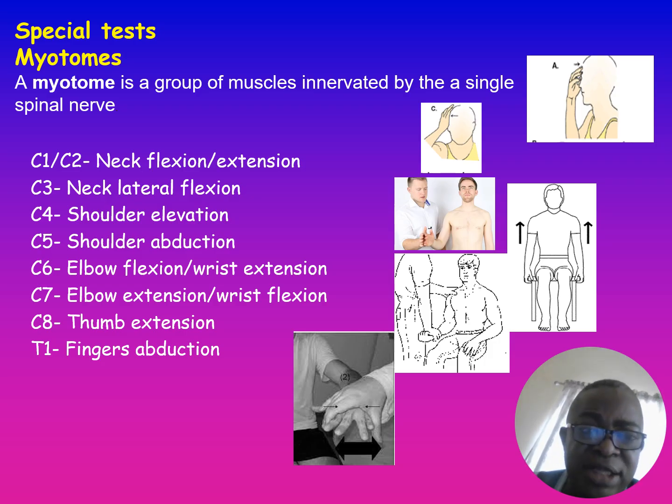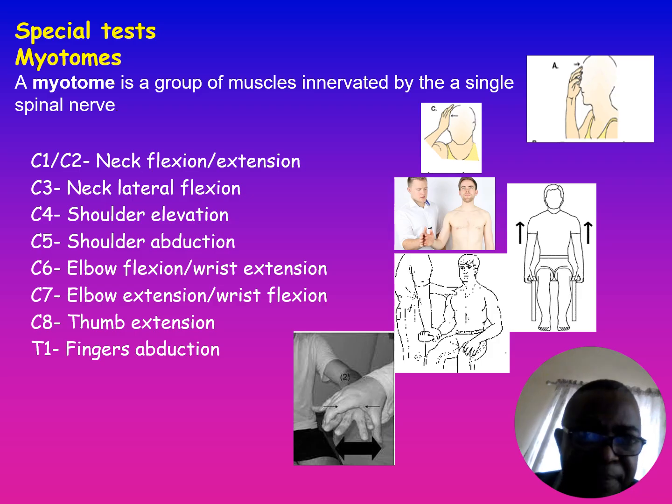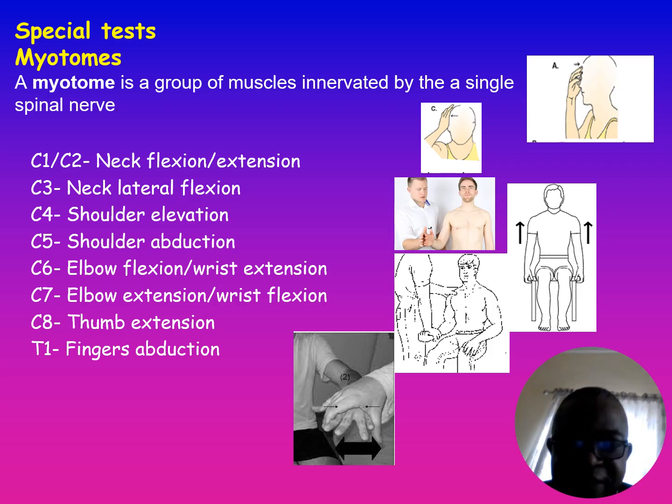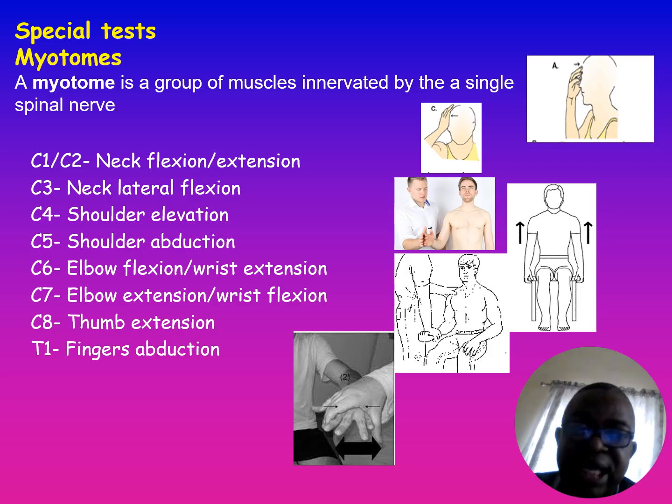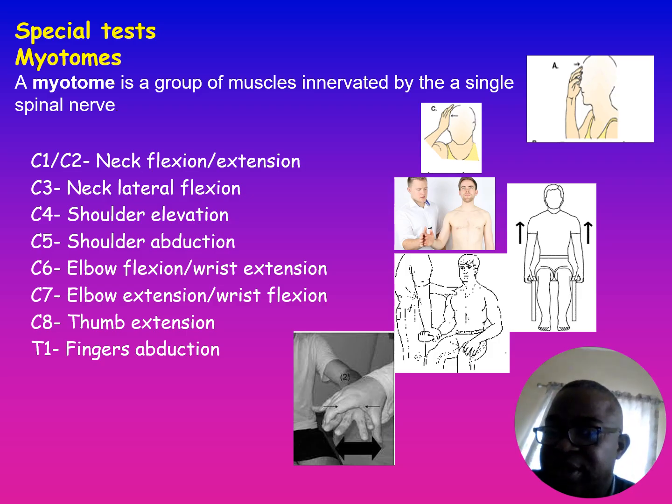Is that clear? Now, there are other tests that we can do, neurological tests, to confirm radiculopathy. Apart from these standard clinical predictors, we can test for the myotomes, we can test for dermatomes, we can test for reflexes. Now, what is a myotome? A myotome is a group of muscles innervated by a single spinal nerve. For example, the muscles that make us bend and extend the neck are all innervated by the C1 nerve root.